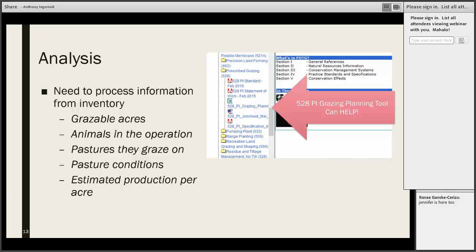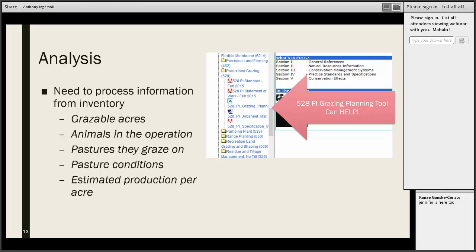You should be starting to see, as we go through this process, why a thorough inventory is so important. Without all this information, grazable acres, number of animals in the operation, the pastures they graze on, what kind of condition they're in, approximately what the production is per acre, if we don't have that information, we certainly can't analyze it. And we need to be able to analyze that information in order to know what our options might look like going forward and what we might be able to get to. And most importantly, what's causing the problems.